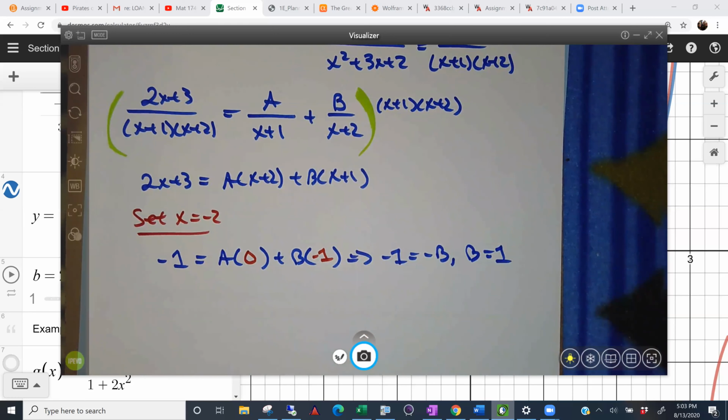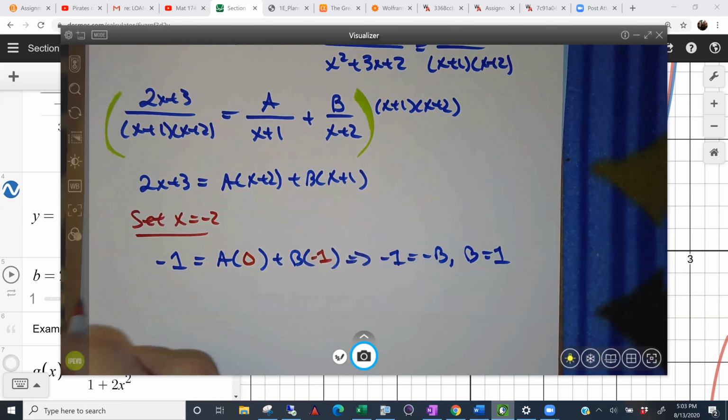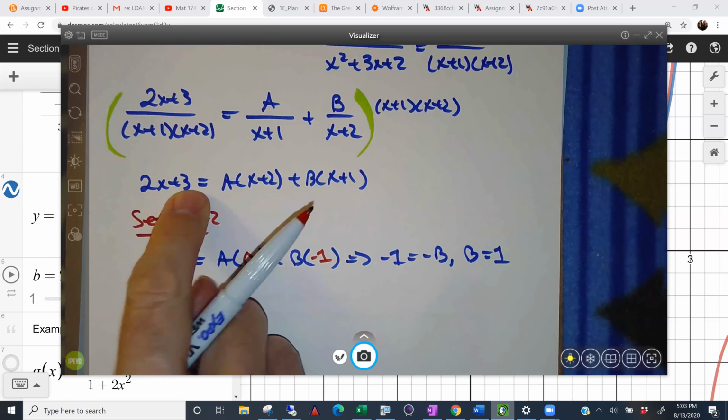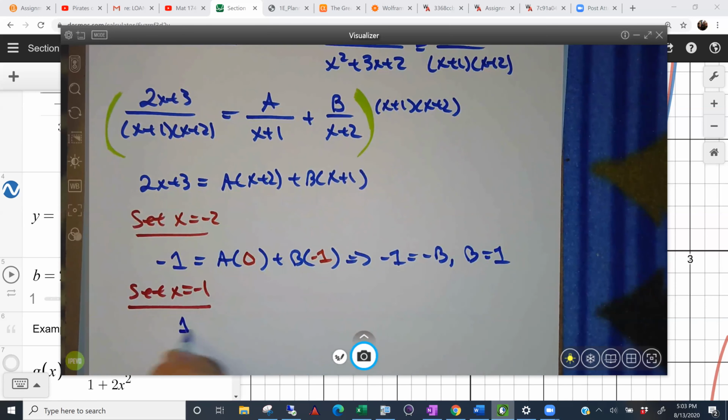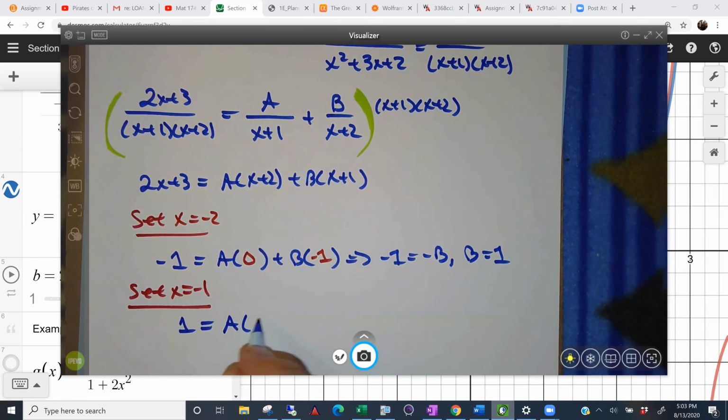Cool. Now what? Now let's set x equal to -1. If I set x equal to -1, then I end up with -2 plus 3 is 1, equals a times -1 plus 2 is 1, plus b times 0. And that tells me that a equals 1.